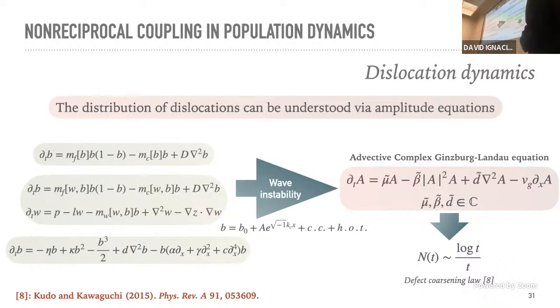scientists previously analyzed how these defects interact and how their number evolves in time, of course, in the case where this transport is equal to 0. So they have this coarsening law in which the number of defects will decrease with time.